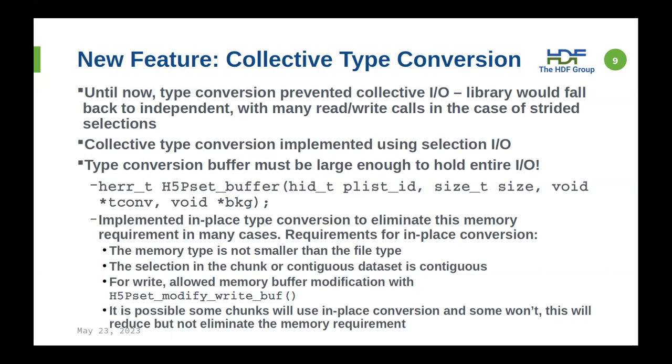There are some caveats to this. The memory type cannot be smaller than the file type, because the IO buffer is sized by the memory type, and if it can't hold the file type, then we can't do type conversion in there, because it needs to be able to hold both. Also, I didn't put it here, but we don't use the background buffer for in-place at all right now. So if your type needs a background buffer, then right now you just need a full size background buffer.